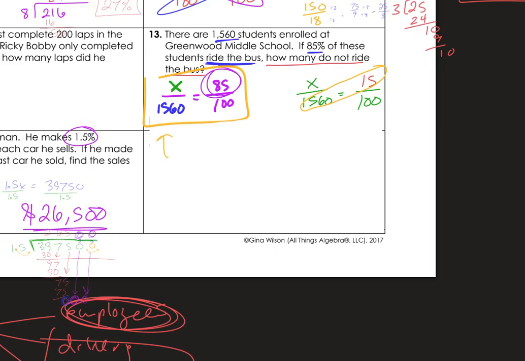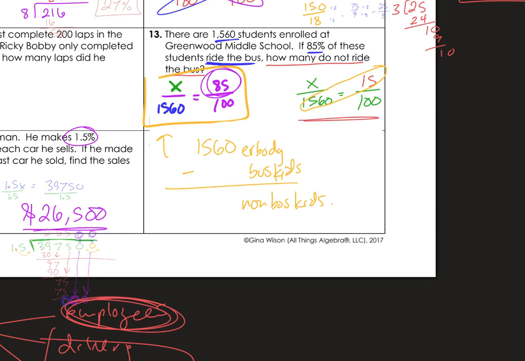And then you would subtract it from 1560. So this is everybody. I'm just going to write everybody. And you're going to subtract the bus kids. And that would equal the non-bus kids. Okay? So this is one way you could have done that, right?